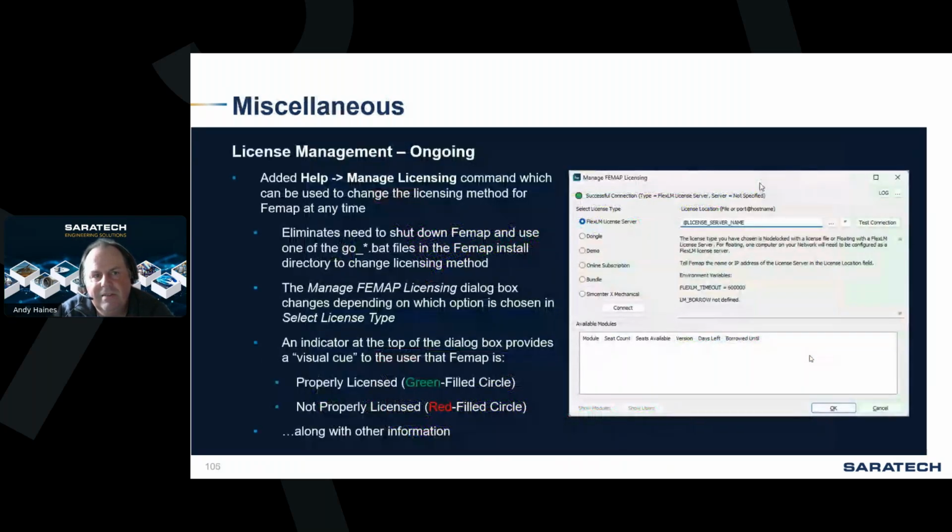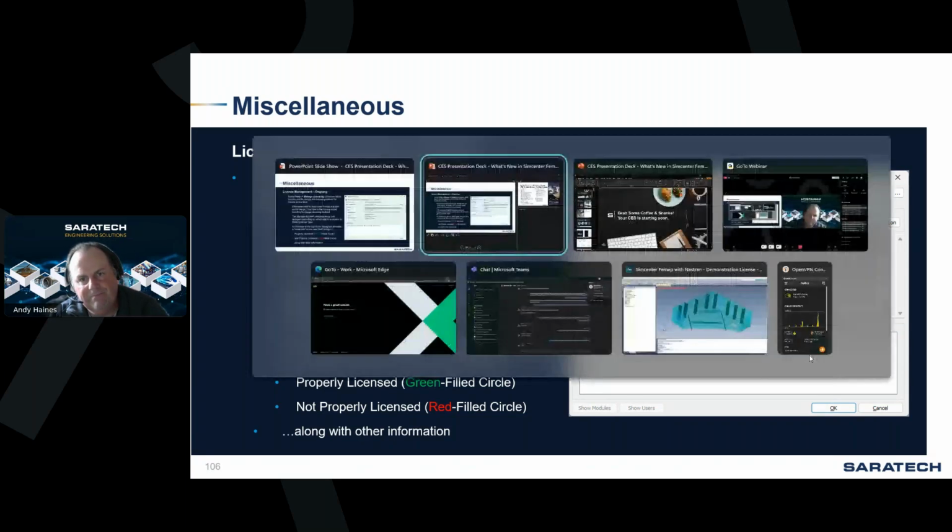And then the last thing here is a little bit of license management. We kind of changed how we do this. Now you go to Help, Manage Licensing. It's just better, and gives you a lot more information at the top. It's a green circle and a red filled circle.